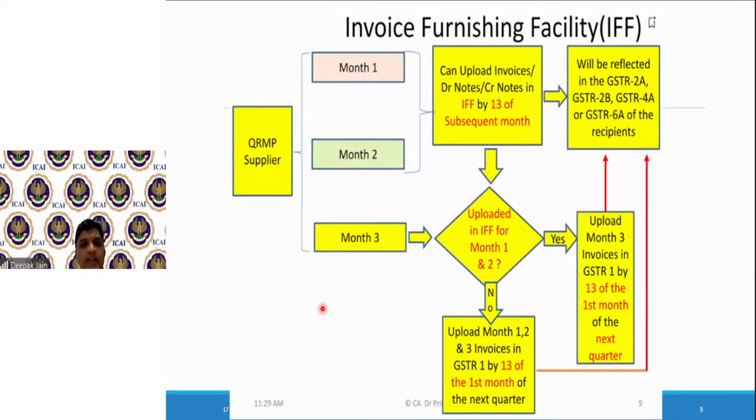Very good question, Vaishali. Can we furnish some customers' details in IFF and some others at the end of the quarter? Yes, you can do that. Another thing is that in IFF there is a limit: only 50 lakhs per month. So you should select only those customers who are shouting more, and give only their details in IFF. Those customers who are okay, their supplies you report in your normal GSTR-1. So the limit of IFF is 50 lakh rupees only.